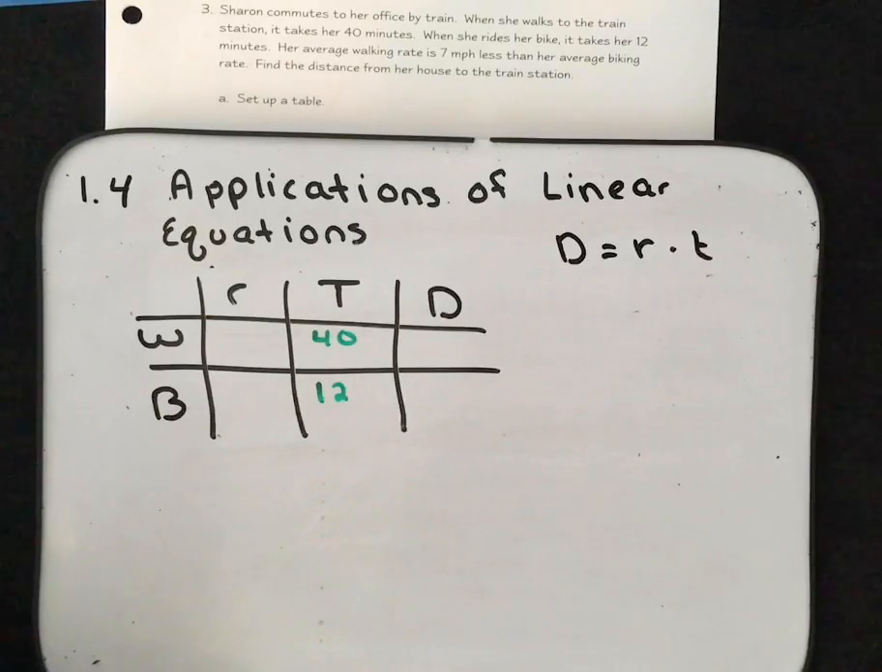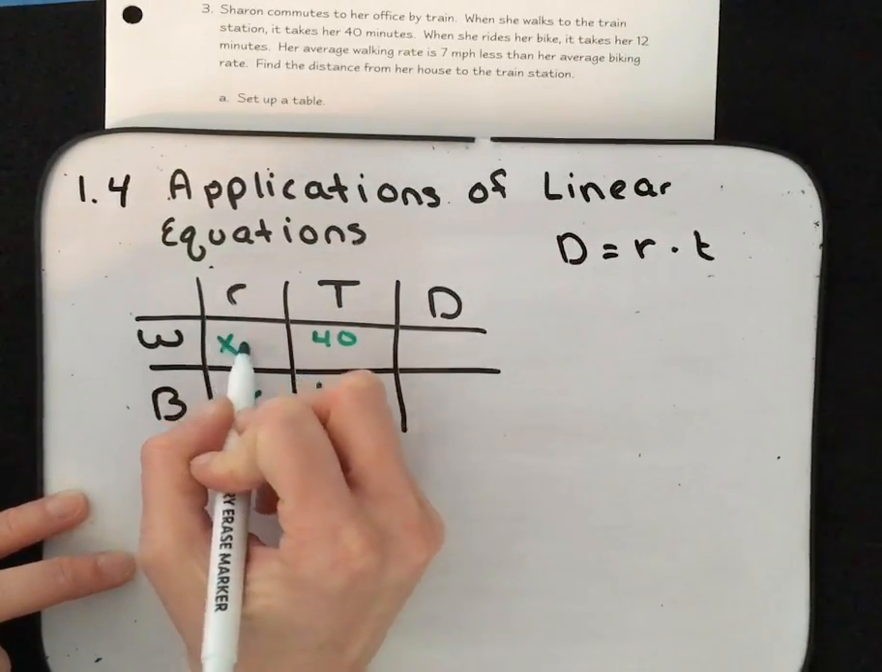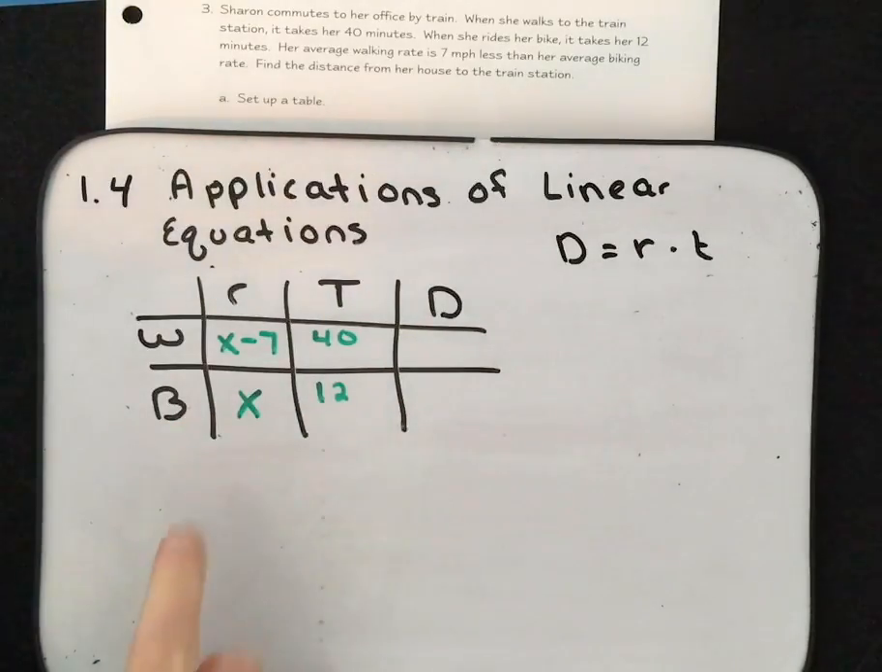Her average walking rate is 7 miles per hour less than her average biking rate. Well, I don't know the biking rate, but I know her walking rate is 7 miles per hour less. So if I call the biking rate x, then x minus 7 would be the walking rate. Now we have to be very careful here. We are told our times in minutes. However, we're told our rates in hours. We need all of our units to match.